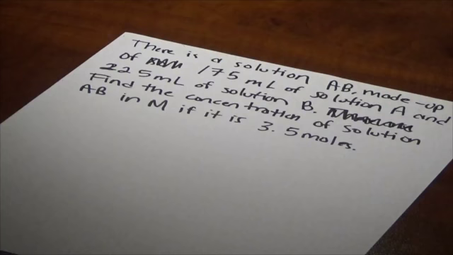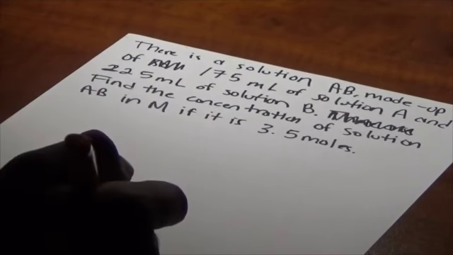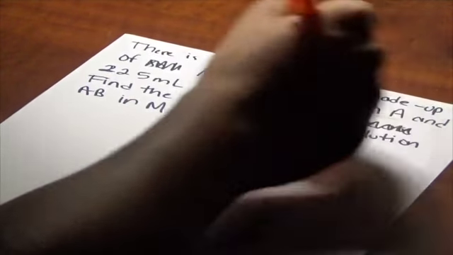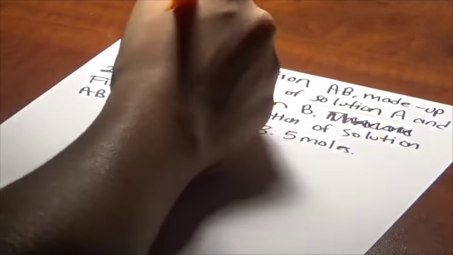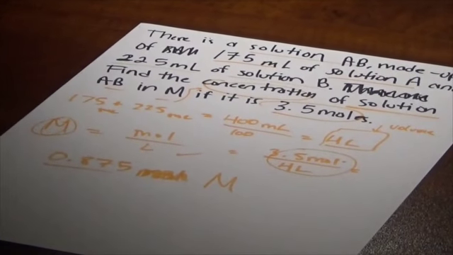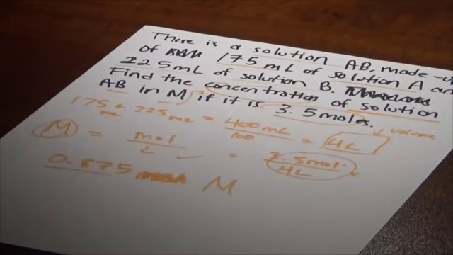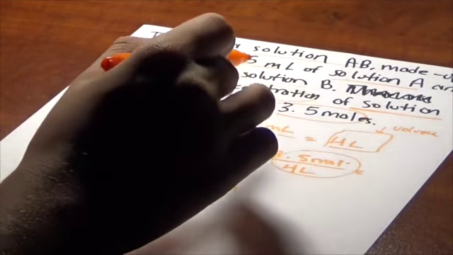Okay, so at this point, if you're here, you've either attempted or solved the problem after pausing the video, and I'm going to go through it now, so you'll see if you're right or if you're wrong. Okay, so what we need to know is that there's a solution AB made up of 175 milliliters of solution A and 225 milliliters of solution B. So the way you go about this problem is, you see that you have solution AB, and you see that it is made up of 175 milliliters of solution A and 225 milliliters of solution B.